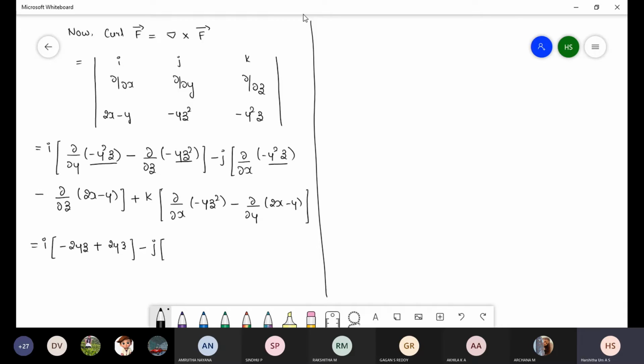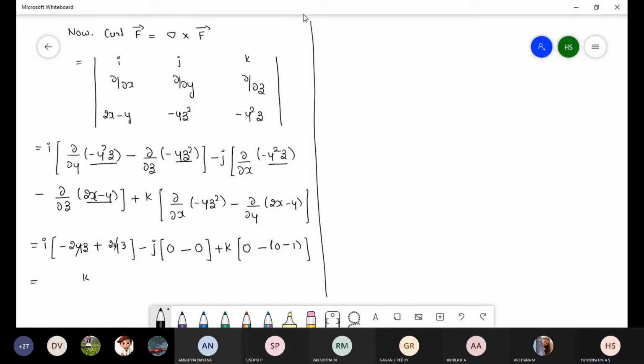Minus j into, in the first term we have to do the differentiation with respect to x, but we are not finding any x term, so just write 0. Minus, here also with respect to z we have to do, but we are not finding any z term over here, so that is also 0. Plus k into, here also with respect to z partially 0 minus differentiation of y with respect to y, first term is 0, second term is 1. So this will become 0, minus into minus plus, we get only k.